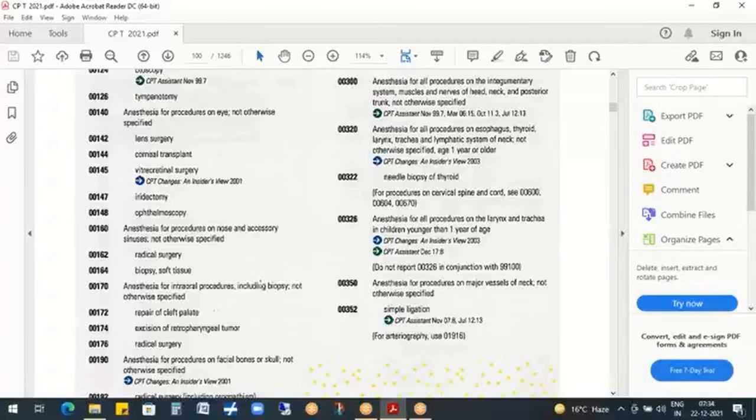00147. Read that to me. If you read "not otherwise specified", what is the code you are reading? 00140 you are reading. Understood? Is that clear everyone, how to read a code?